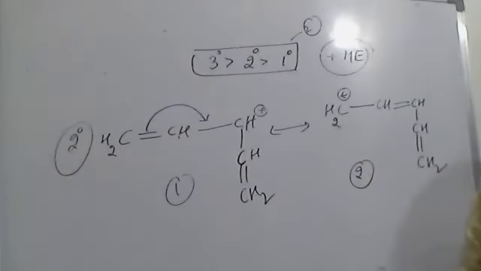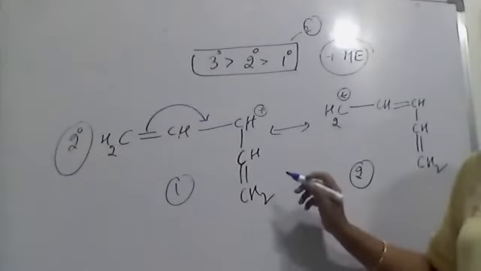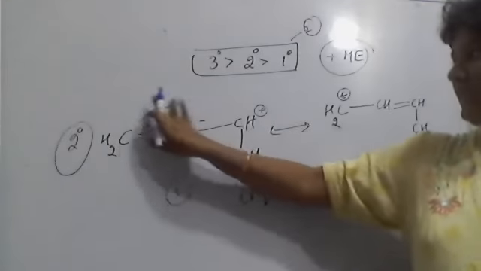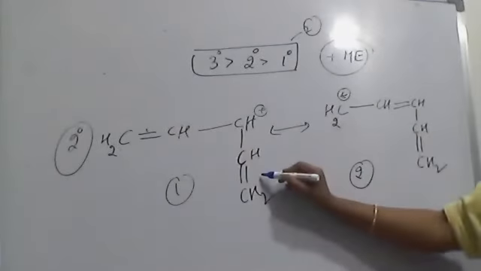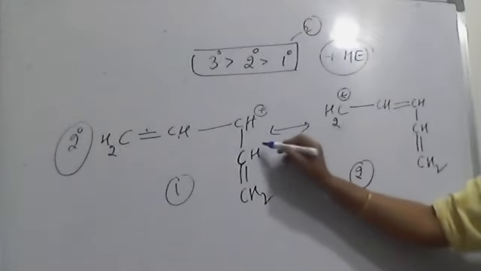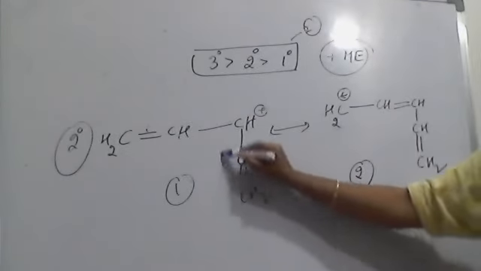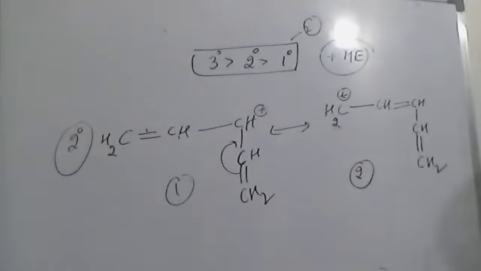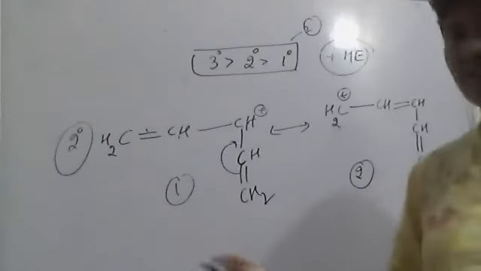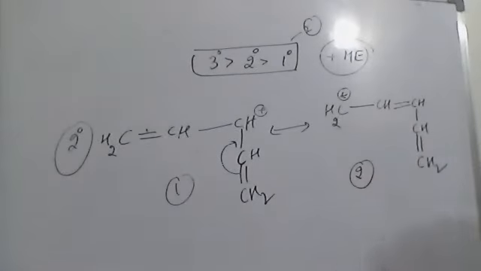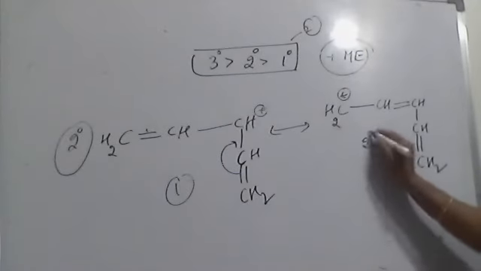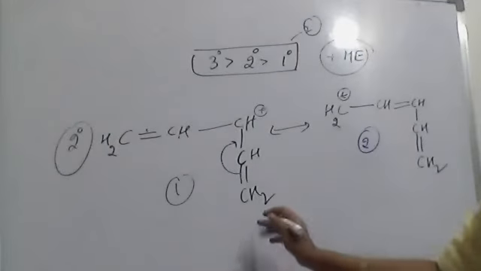One more is also possible. That is, if this pi bond, which is also in conjugation with the positive charge, shifts here, what happens? Then one more structure is obtained. So what is the third structure? In the third structure, you will have the positive charge developed here. Okay, we'll see here.